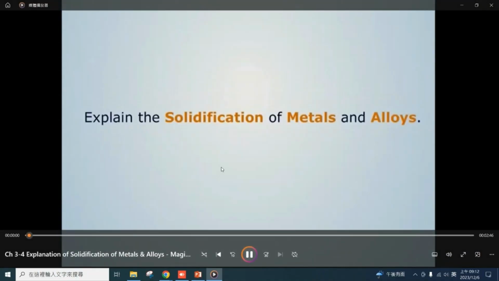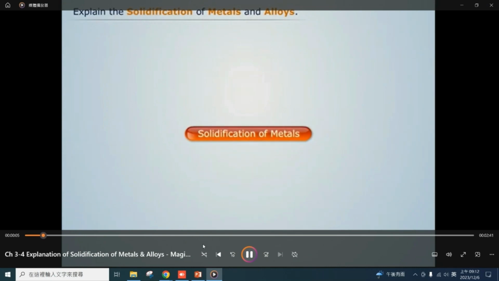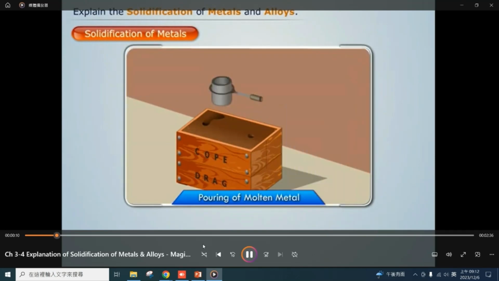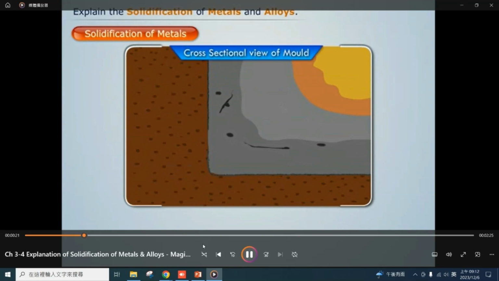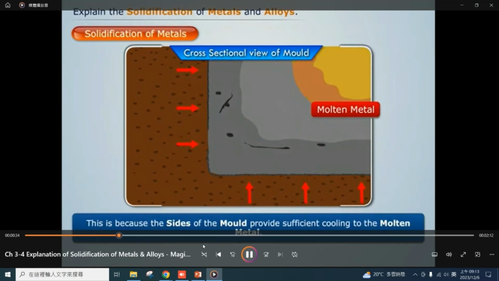How do you make a solid from liquid? Explain the solidification of metals and alloys. First, let's discuss the solidification of metals. When we pour the molten metal in the mold cavity, we see that the solidification process starts from the sides of the mold, then moves towards the molten metal. This is because the sides of the mold provide cooling to the molten metal.